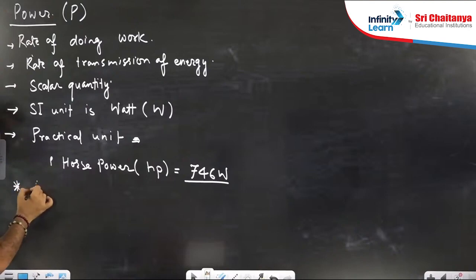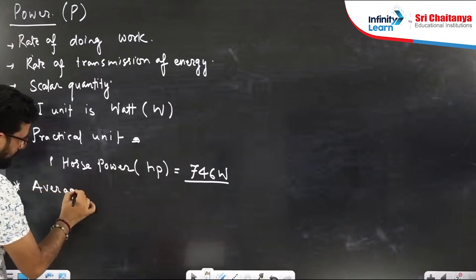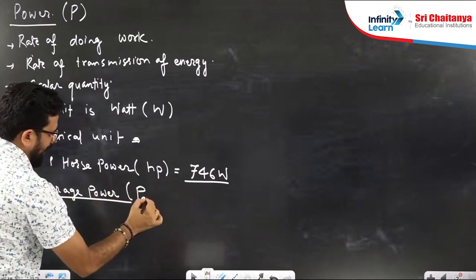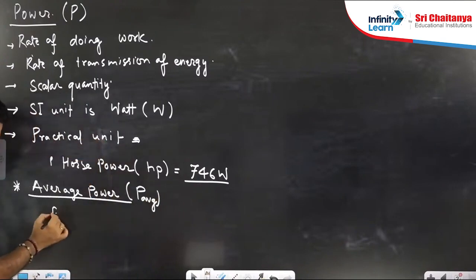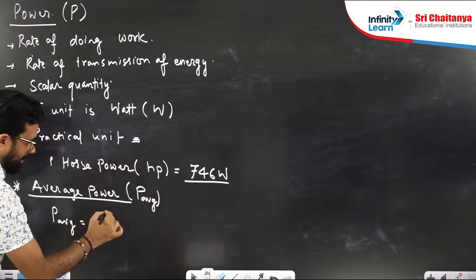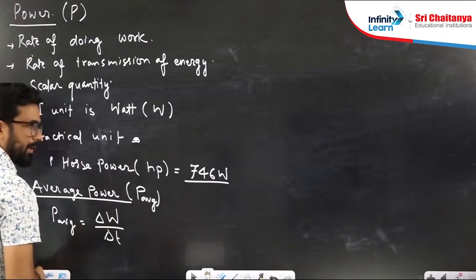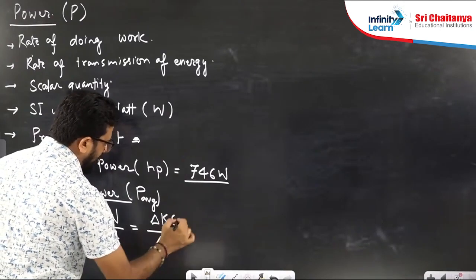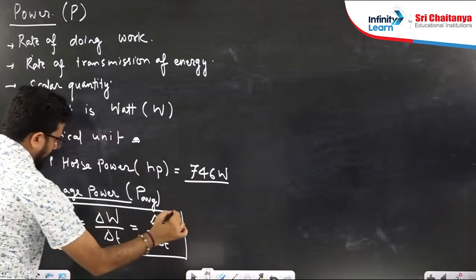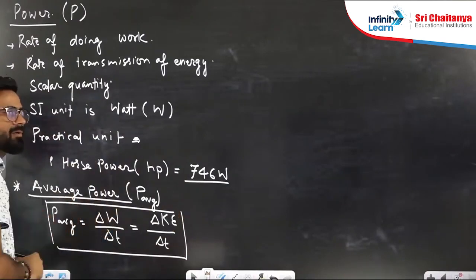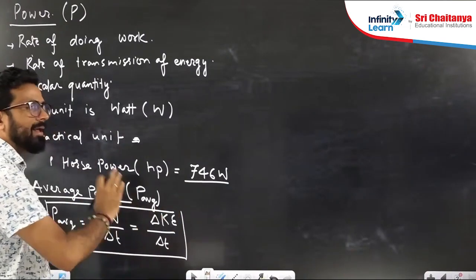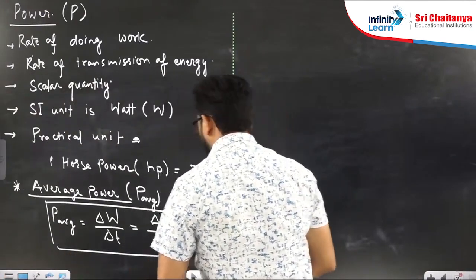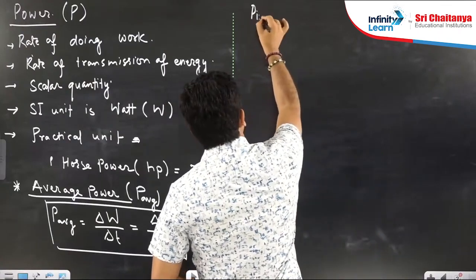First we write the average power. When we talk about average power, P average, we write it like this. P average is nothing but total work done divided by total time, or total change in kinetic energy divided by total time. This is the average: total work done divided by total time interval, or total change in kinetic energy upon total time interval. This is the very first thing. And the second is the instantaneous power.